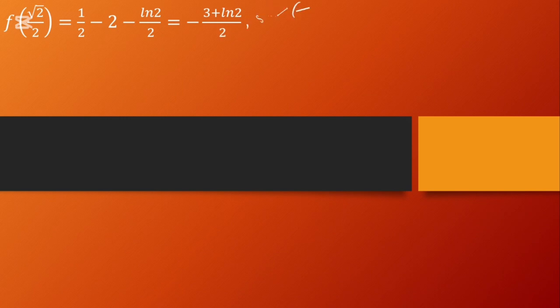How to calculate y of I? F of radical 2 over 2. We substitute. So this is ln of radical 2 over 2, which means ln of 1 over radical 2. It means ln of radical 2 to the power minus 1, which means ln of 2 to the power minus half. So this is minus half ln 2. Okay. The inflection point I is (radical 2 over 2, minus 3 plus ln 2 over 2).